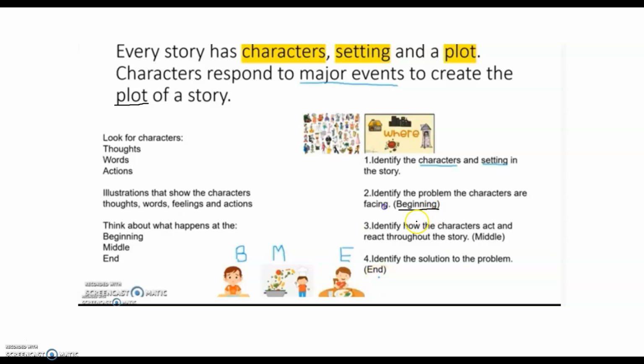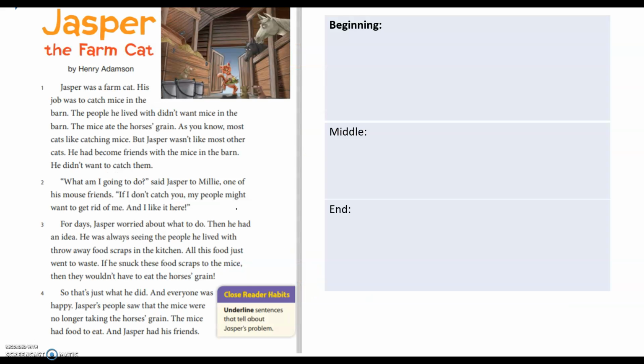After that, we'll identify how the characters act and react throughout the story. So through the middle, you know that they react through their thoughts, their words, and their actions. And then we'll identify the solution to the problem in the end. So we'll look for those thoughts, words, and actions. We'll also look for illustrations that show the characters' thoughts, words, feelings, and actions, so pictures. And we'll think about what happens at the beginning, the middle, and the end. So we're going to read Jasper the Farm Cat, and we'll talk about the story's structure together.